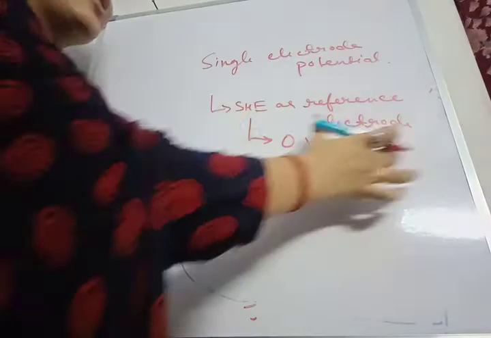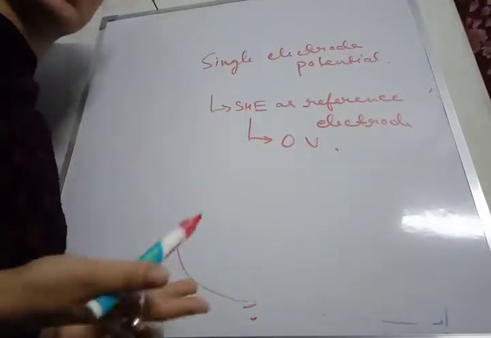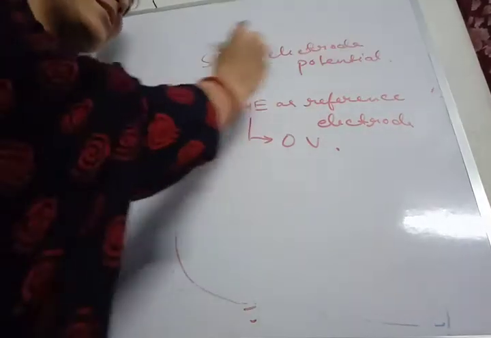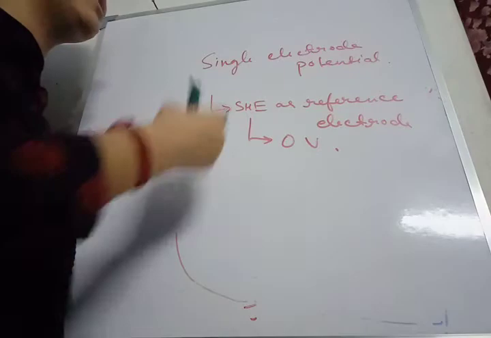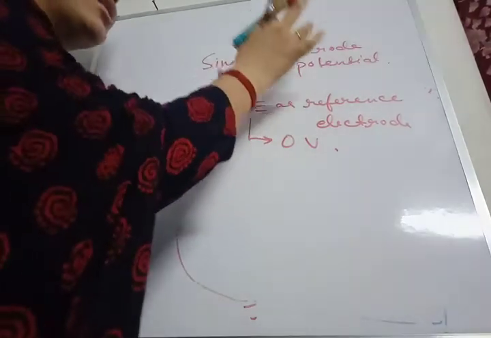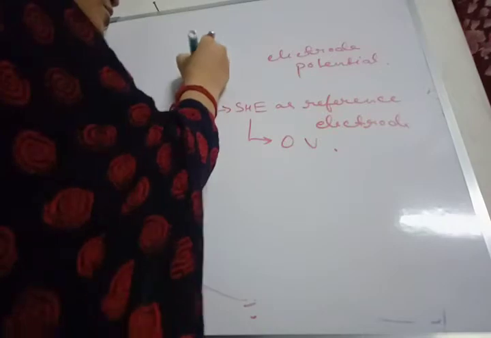So it is basically used as a reference electrode and is coupled with a given electrode whose potential value I want to calculate. That is basically your single electrode potential. Now this single electrode potential term got modified to a more appropriate term that was known as your standard reduction potential.